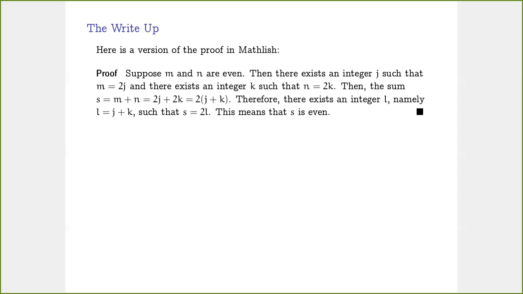Then there exists an integer J such that M equals 2J, and there exists an integer K such that N equals 2K. Then the sum, S equals M plus N equals 2J plus 2K, which equals 2 times J plus K. Therefore, there exists an integer L, namely L equals J plus K, such that S equals 2L. This means that S is even. So the proof is fairly condensed. It doesn't mention things that are already known, doesn't mention definitions. It goes straight to the core insight, the ideas and calculation that demonstrates that it's true.